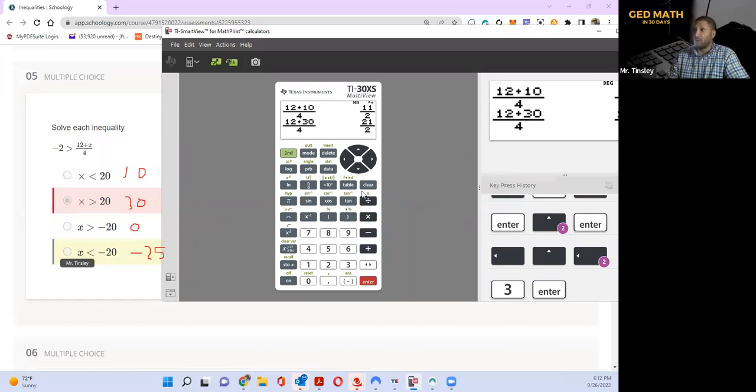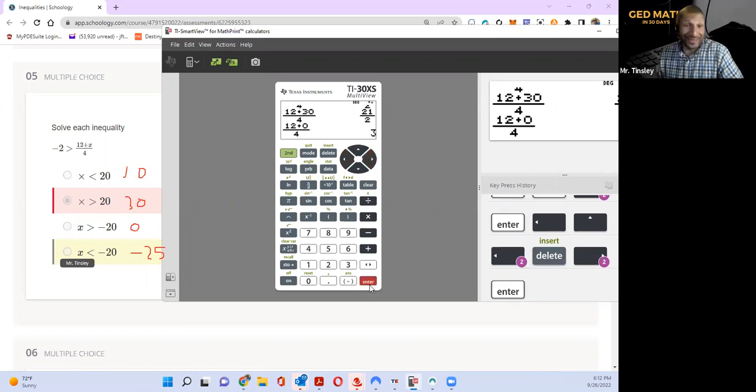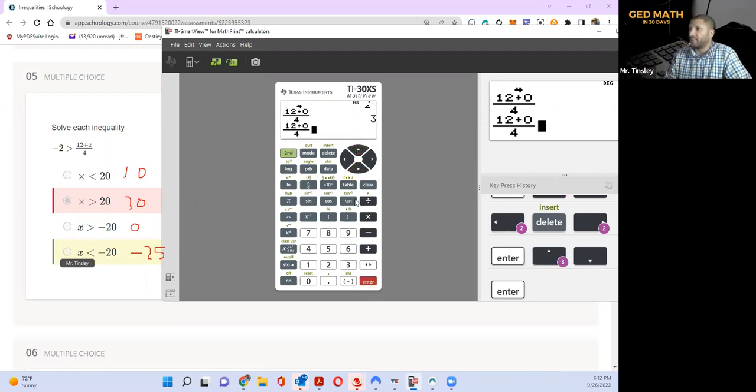Hey, let's try 0. Go back into our expression, change that 30 to 0. Again, that's not the answer. -2 is not greater than 3. So now it's only one answer left. I'm still going to put it in so you'll see it. But watch this. I'm going to take that number out and I'm going to put -25.